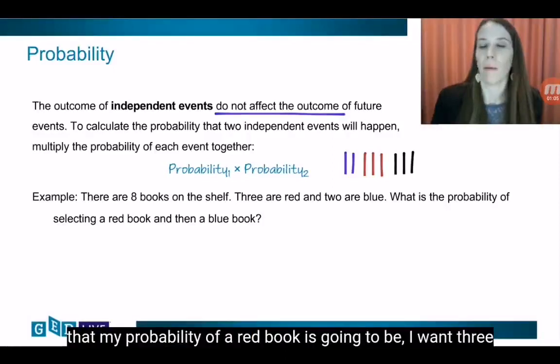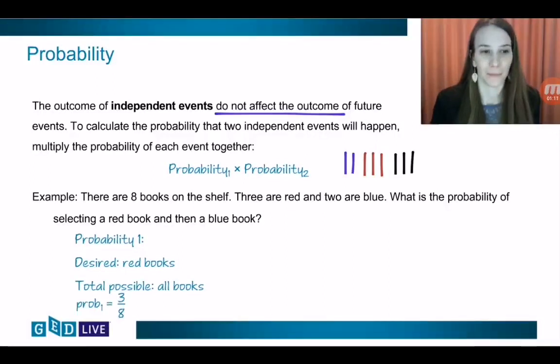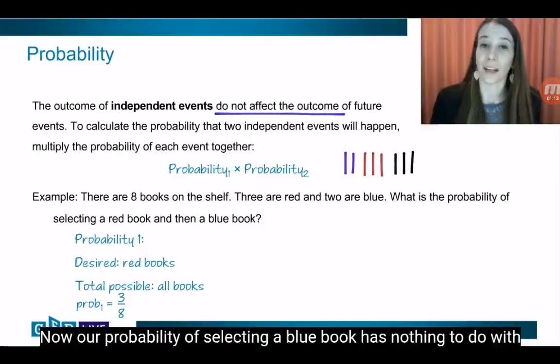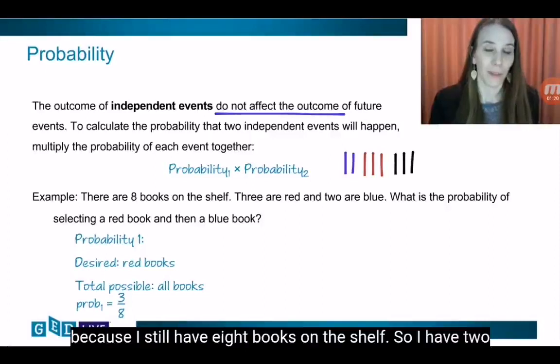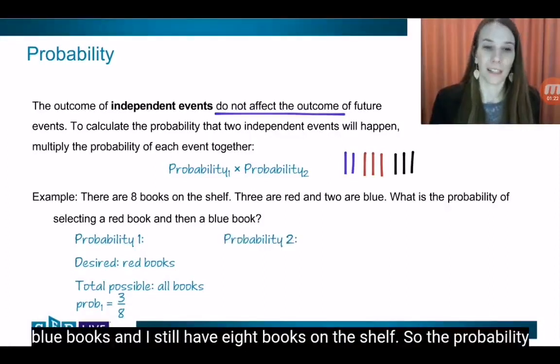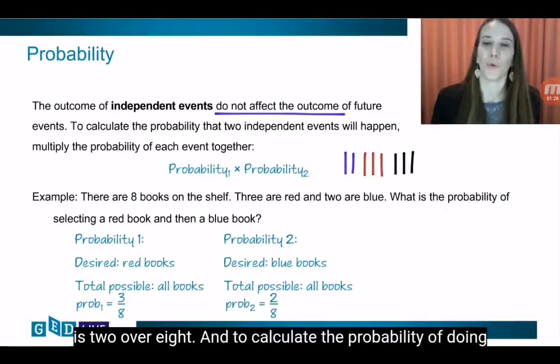Well, I can see that my probability of a red book is going to be, I got 3 red books, that's what I desire, over 8 total books. Now, my probability of selecting a blue book has nothing to do with whether or not I pick a red book the first time, because I still have 8 books on the shelf. So I have 2 blue books, and I still have 8 books on the shelf, so my probability is 2/8.